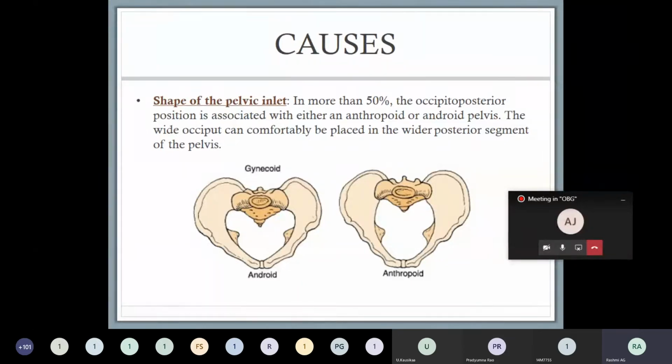So if you look at the two types of pelvis here, what do you see in the anthropoid pelvis? If you divide the inlet, or the space there, you see that there is more space available posteriorly, thus favoring an occipital posterior.